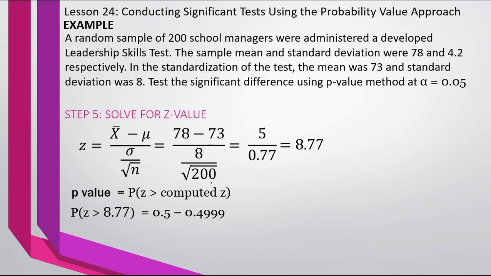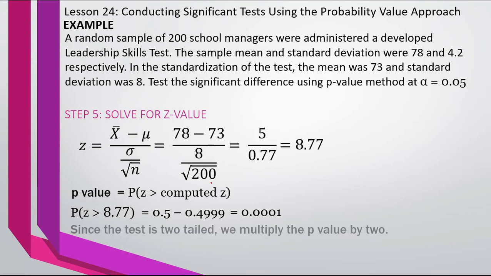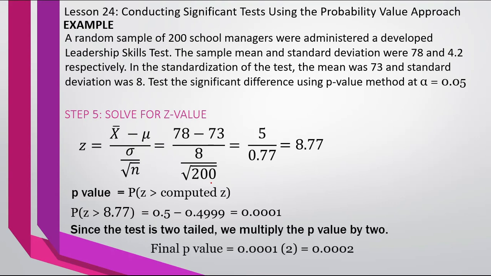Therefore, ang makukuha natin ay 0.00001. Yan. Very good. Yan na ba yung final? Hindi pa. Bakit? Kasi two-tailed test, multiply ba natin sa 2. Therefore, ang final p-value natin ay 0.0002. Ayan. Yan ang ating final p-value.